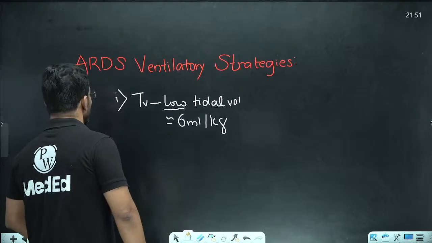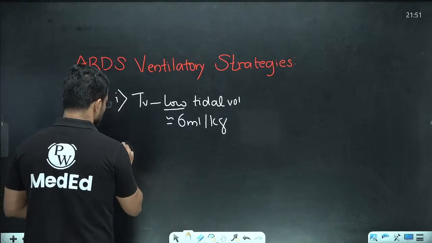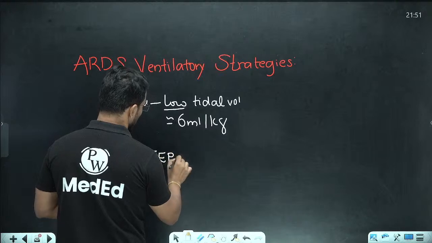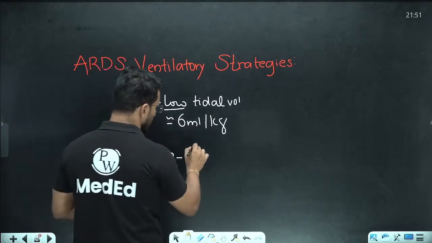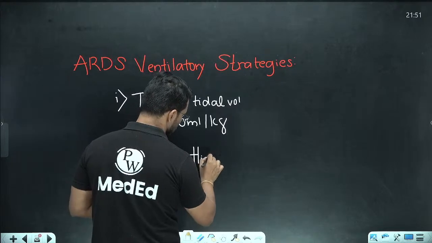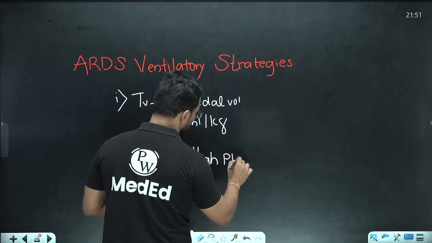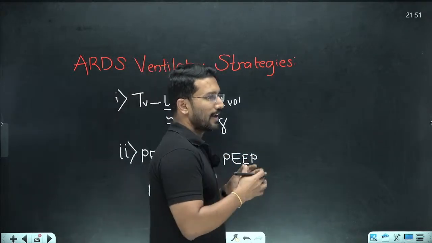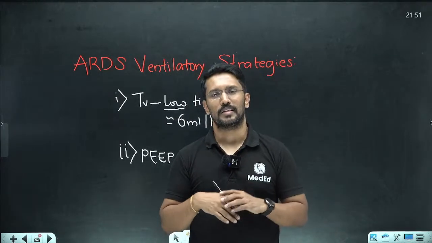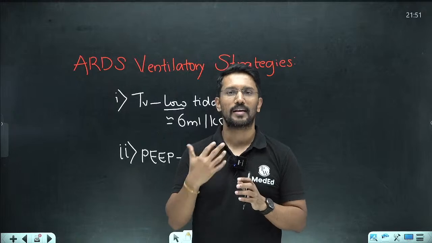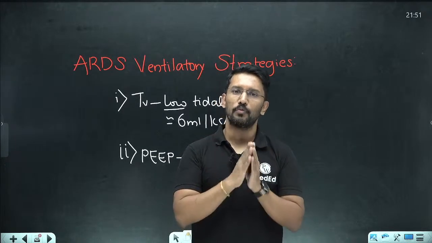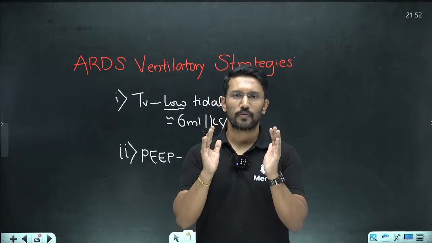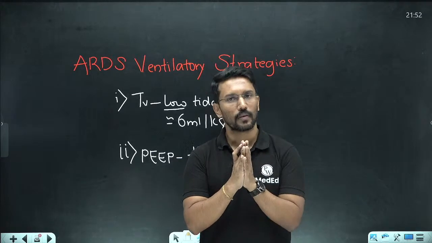Now, the next important parameter that is of concern is the PEEP, positive end expiratory pressure. Here, the recommended strategy is a high PEEP strategy. Why high PEEP? What is PEEP? Positive end expiratory pressure. It means you need to keep higher pressure at the end of expiration. How is it going to help? See, in ARDS, the alveoli are inflamed and damaged. Now, if I keep a negative pressure at the end of expiration, let me say not negative, but a lower pressure, the alveoli will collapse at the end of expiration.